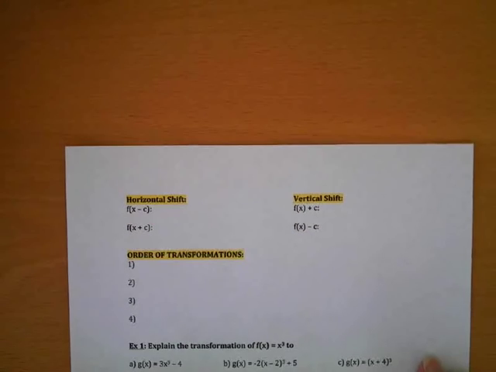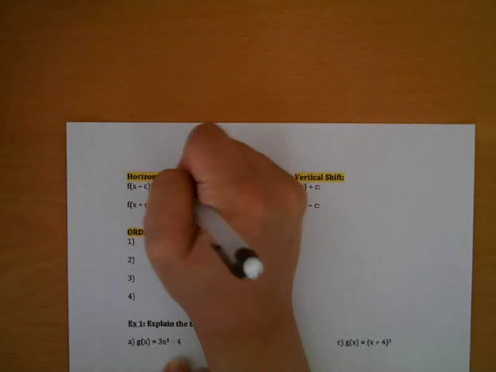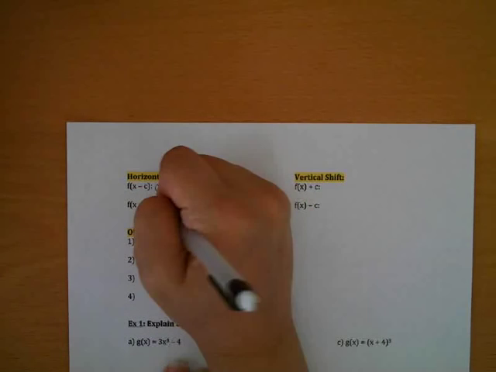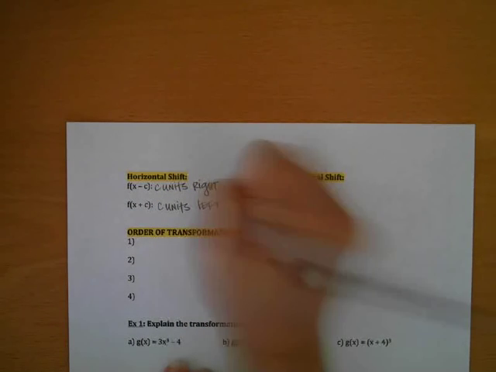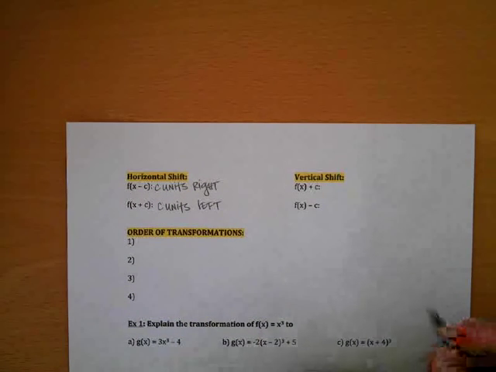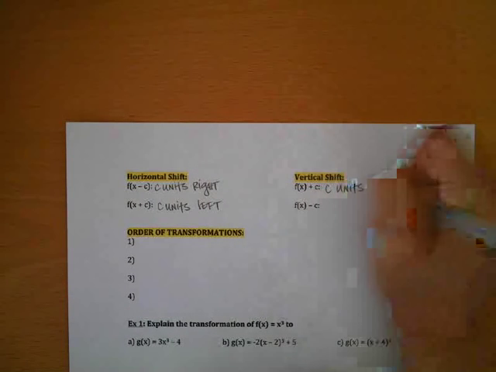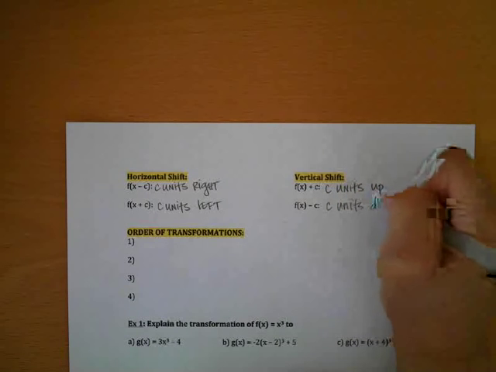And the last part is a horizontal shift and vertical shift. So we've already seen these in Algebra 2 trig. Horizontal shift, if it's x minus c, you're going to write c units right. And if it's x plus c, it's c units left. Remember, it's like the opposite sign. If your c is on the outside of the x, this would be c units up and c units down.